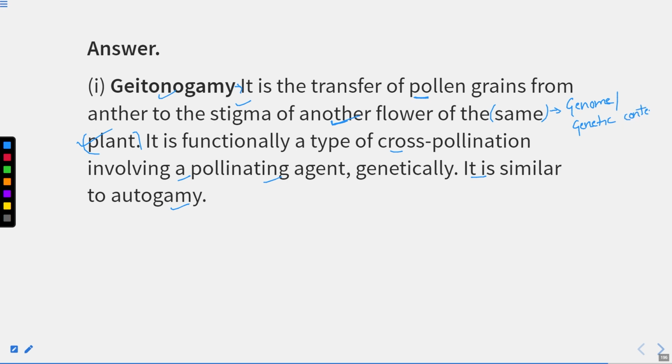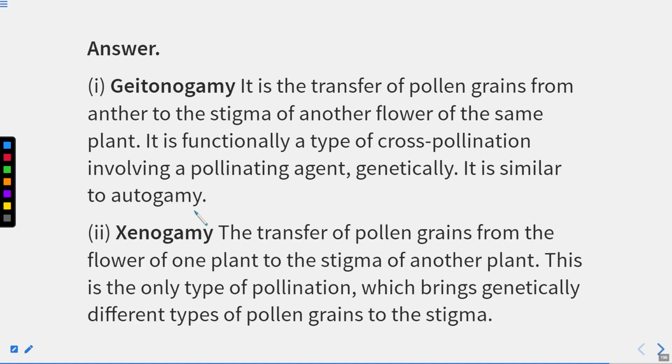Okay, so these are same. That's why it is very similar to autogamy, self-pollination. Okay, now let's move on to the next one. The next one is known as xenogamy. So xenogamy is completely cross-pollination.